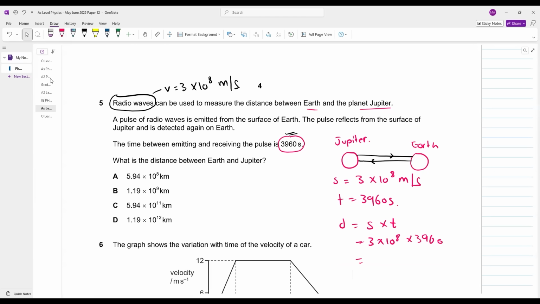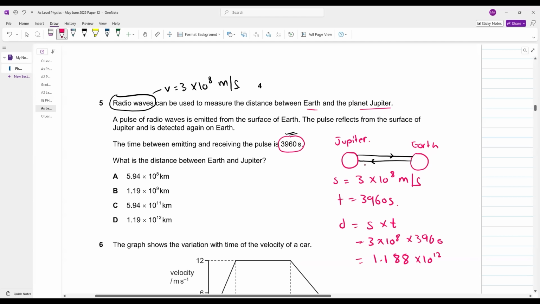What distance do we get, children? If you realize, what distance comes here? Any geniuses in the chat? Calculate the distance: 3 × 10⁸ multiplied by 3960. What is your distance, children? 1.188 × 10¹².